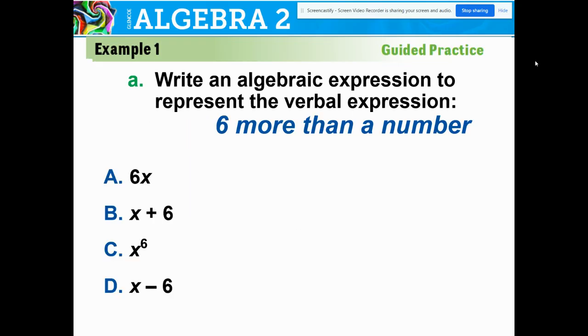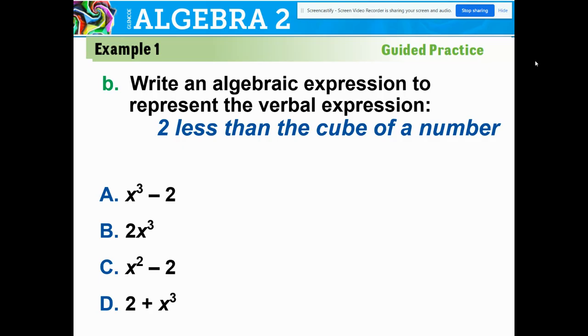Example 1, guided practice. Write an algebraic expression to represent the verbal expression 6 more than a number. More than a number is addition, so that's going to be B. Part B, 2 less than the cube of a number. If we want 2 less than something, we are going to be subtracting 2, and the cube of a number will give us A.